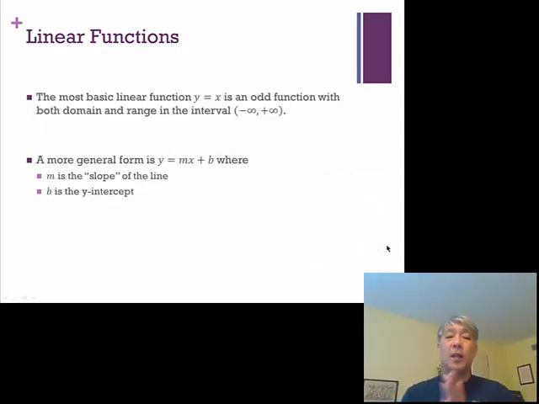Okay, so linear functions. Okay, the most basic linear function that we have, y equals x, is an odd function. Okay, it's x to the 1. Okay, and the domain and range of this function is clearly just minus infinity to plus infinity. Okay. The more general form we probably know it in is the y equals mx plus b, where m is the slope of the line and b is the y-intercept. Okay, the slope of the line m can tell us a lot about a function, so we're going to look at m in a little more detail.